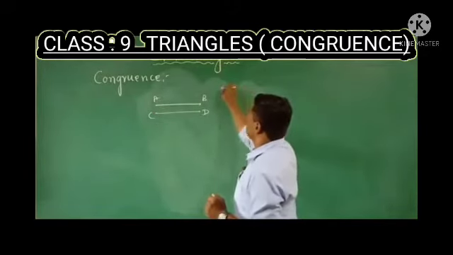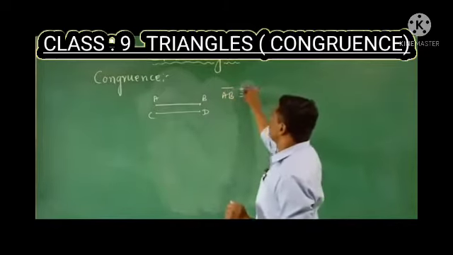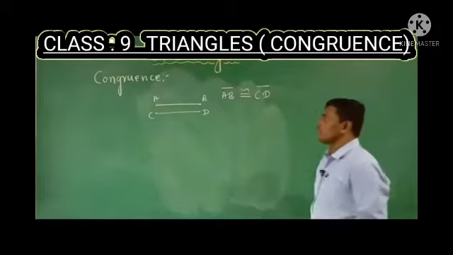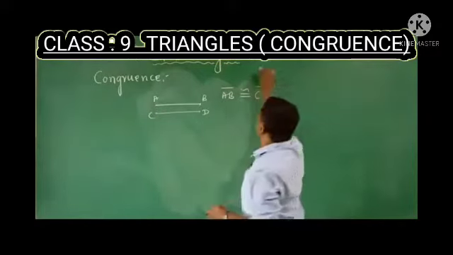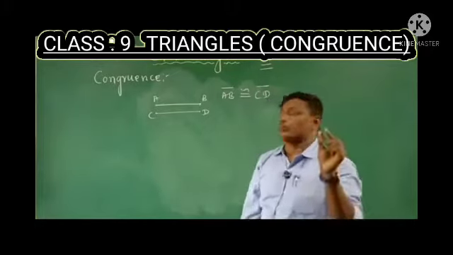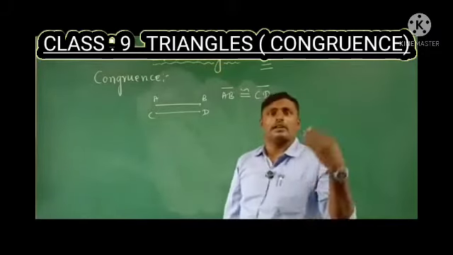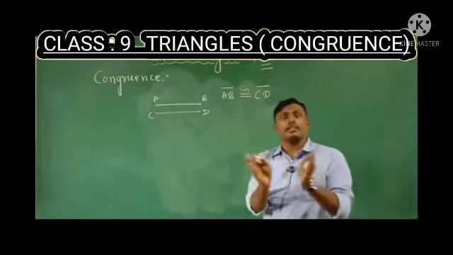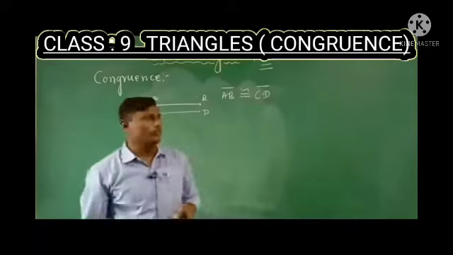The length of the line segment AB is congruent to the length of the line segment CD. It means both these line segments have equal length, and this is the symbol to represent congruent. Whether you take triangles, line segments, circles or squares, by using this symbol we can represent that the two shapes are congruent to each other, right? So take one more example.